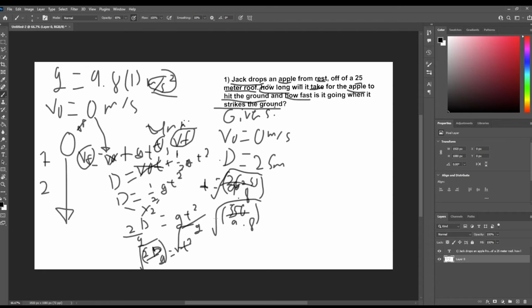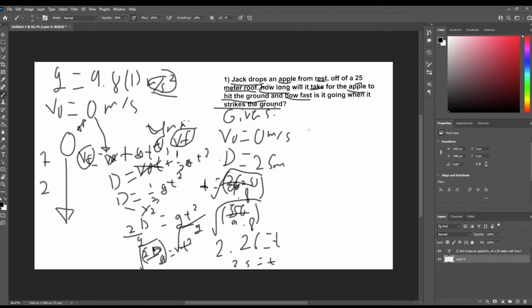And then now we get 2.25. So our answer for this equation is 2.26 or 2, and that would equal t. So 2 seconds equals t. That is going to be our answer for the first problem.